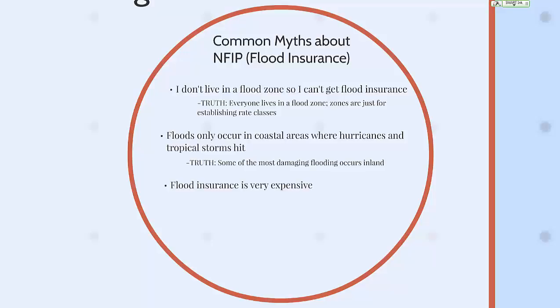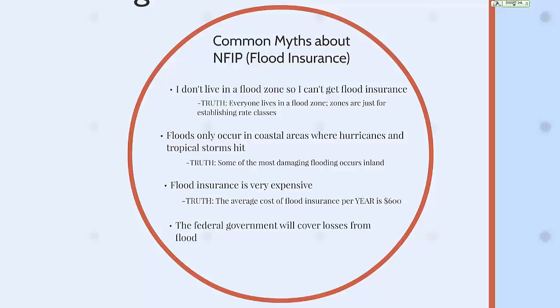Another myth: flood insurance is very expensive. The reality is that the average cost of flood insurance is $600 per year. Another myth: the federal government will cover losses from flood. The truth is that FEMA does not provide assistance unless there has been a presidentially declared disaster, and the vast majority of floods do not result in presidentially declared disasters.